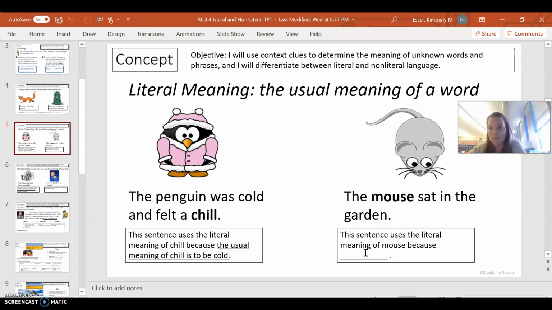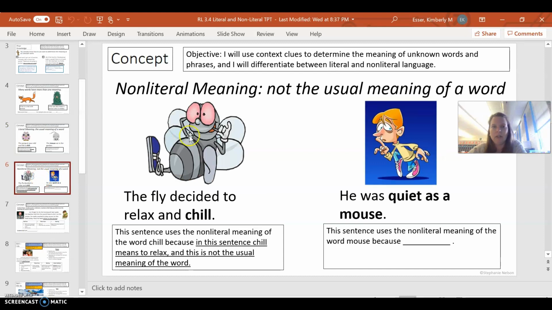This sentence uses the literal meaning of mouse because a mouse is an animal and it can be sitting in a garden. What happens when we take these words and we make them non-literal? Non-literal meaning is not the usual meaning of a word. The fly decided to relax and chill. So this does not mean he's cold. This sentence is using a non-literal meaning of the word chill because in this sentence, chill means to relax. And this is not the usual meaning of a word.